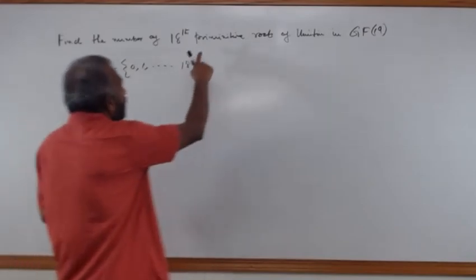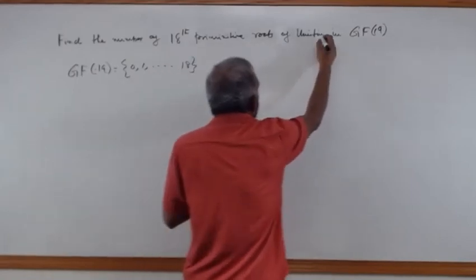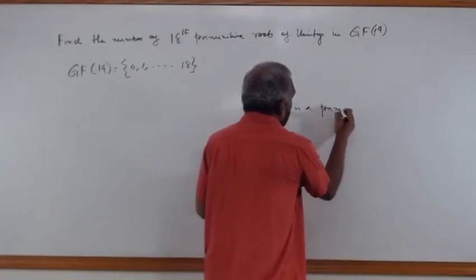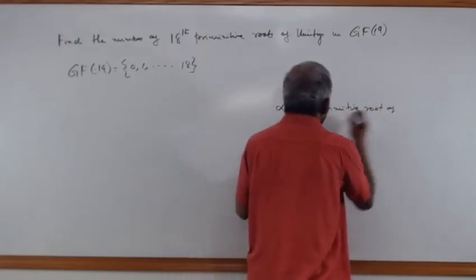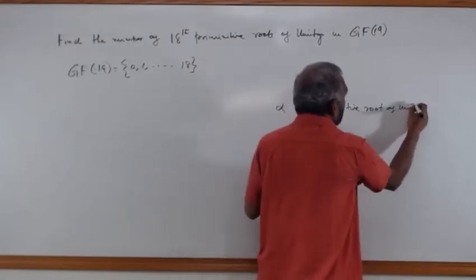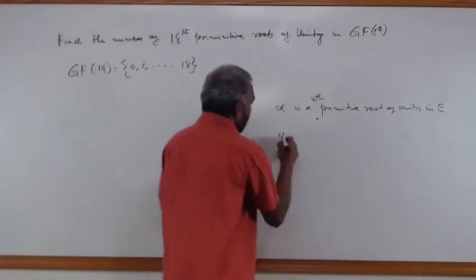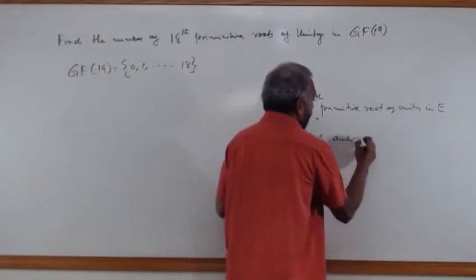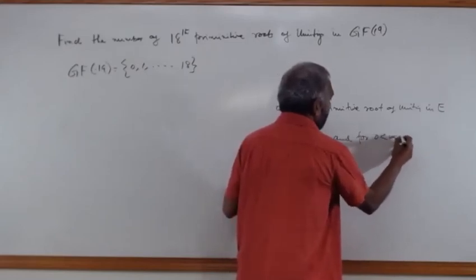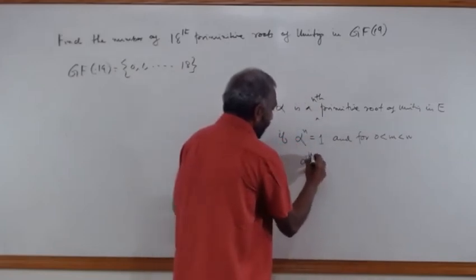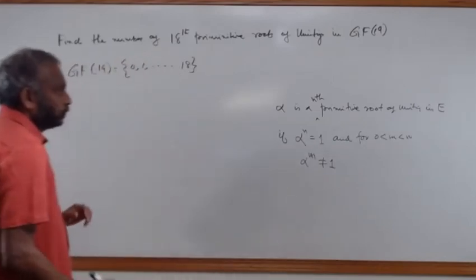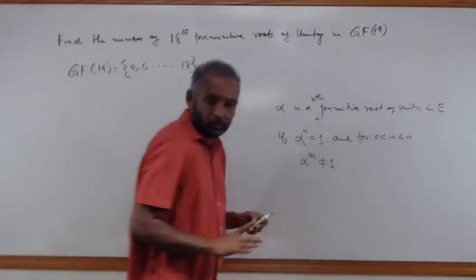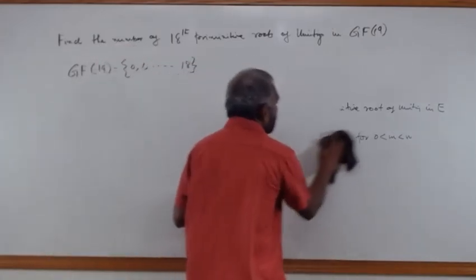So what is the meaning of primitive roots, 18th primitive roots of unity? Alpha is a primitive nth root of unity in E if alpha to the power of n is equal to 1, and for 0 less than m less than n, alpha to the power of m is not equal to 1. That is the definition of nth primitive root of unity. What we need to find here is the 18th primitive root of unity.